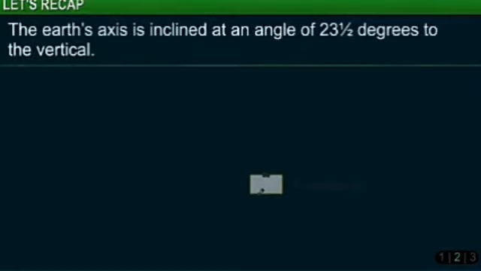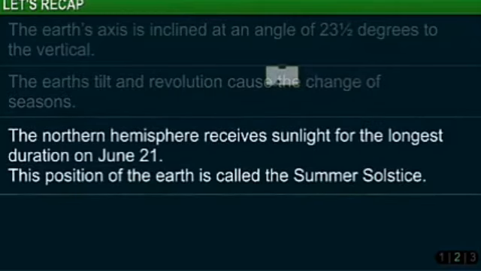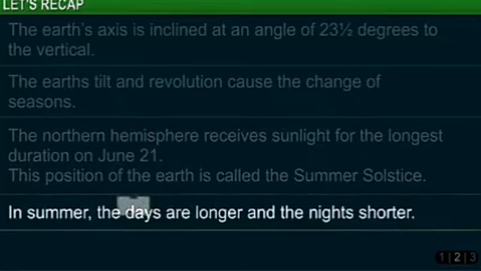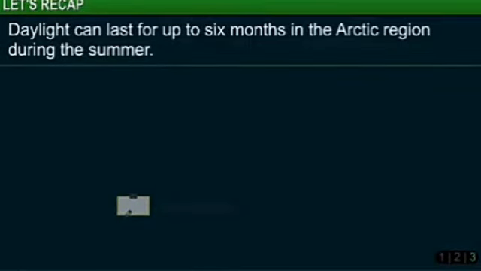The Earth's axis is inclined at an angle of 23.5 degrees to the vertical. The Earth's tilt and revolution cause the change of seasons. The Northern Hemisphere receives sunlight for the longest duration on June 21st. This position of the Earth is called the summer solstice. In summer, the days are longer and the nights shorter. Daylight can last for up to 6 months in the Arctic region during the summer.